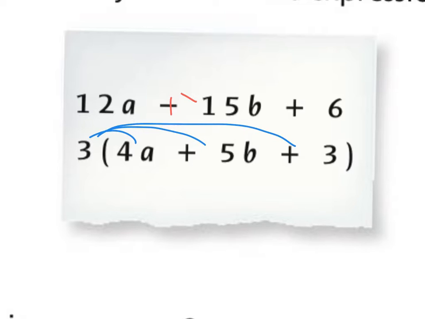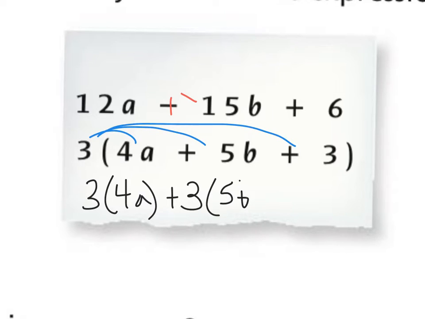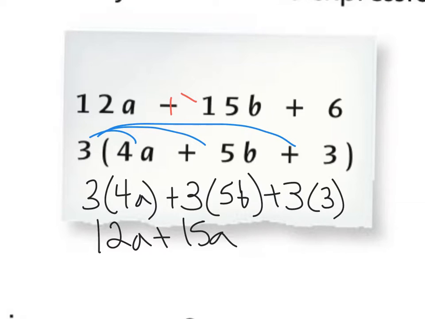Okay, so first of all, we would do 3 times 4a, then we'll do 3 times 5b, and then 3 times 3. So if you multiply this out, you would get 12a plus 15a plus 9. So we've actually got 2 problems here. One is we have plus 15a instead of minus 15a. The other one is we have plus 9 instead of plus 6 that we had to start out with.